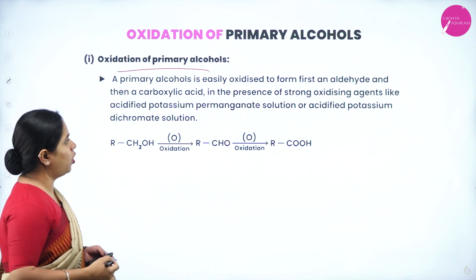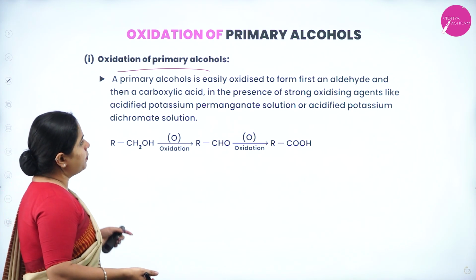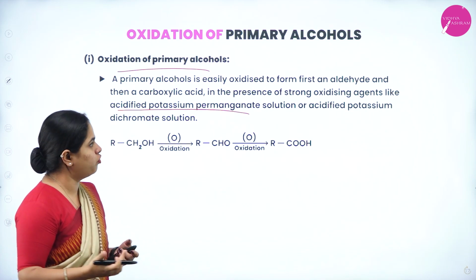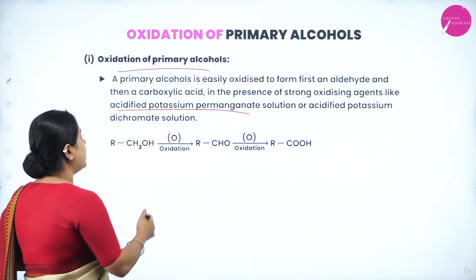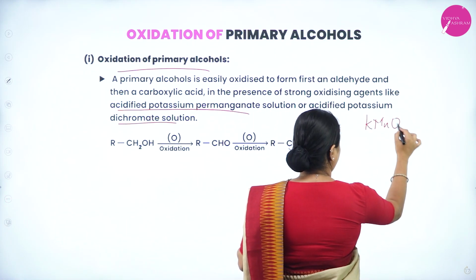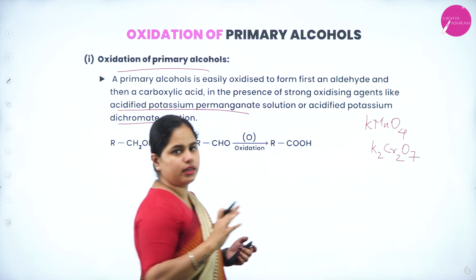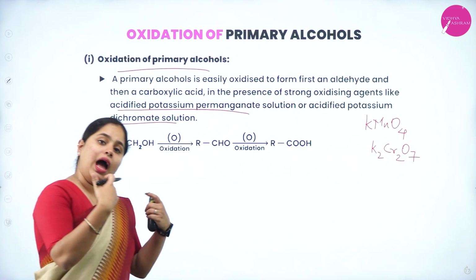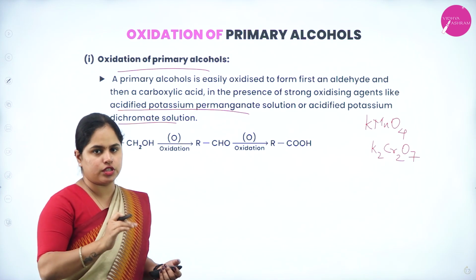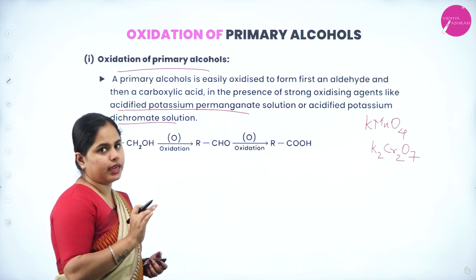Now the first one in that is oxidation of primary alcohols. A primary alcohol is easily oxidized to form first an aldehyde and then a carboxylic acid in the presence of strong oxidizing agents like acidified potassium permanganate solution, that is KMnO4, or acidified potassium dichromate solution, that is K2Cr2O7. So you can use either acidified KMnO4 or K2Cr2O7. Alcohol can be oxidized to aldehydes first, and then it is oxidized to carboxylic acid. It's a stepwise process and we have to use a strong oxidizing agent, right? Like alkaline KMnO4 or K2Cr2O7.